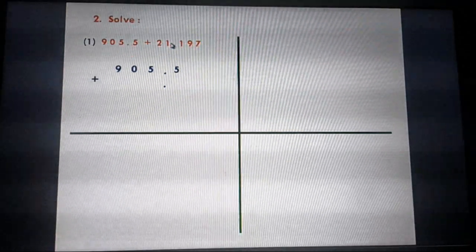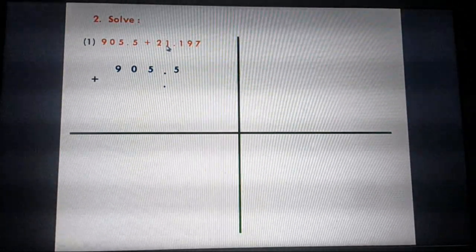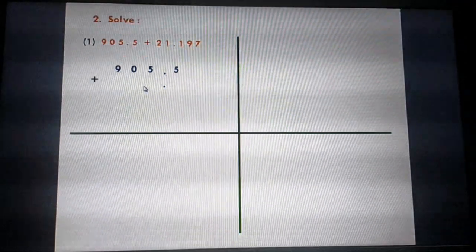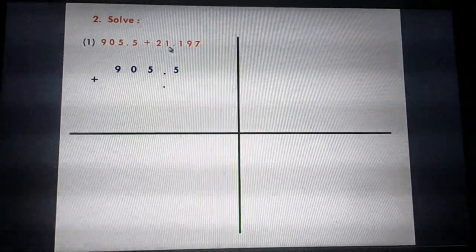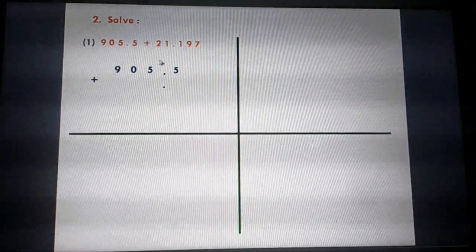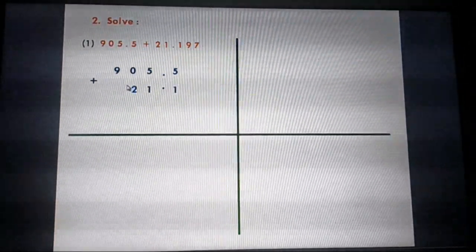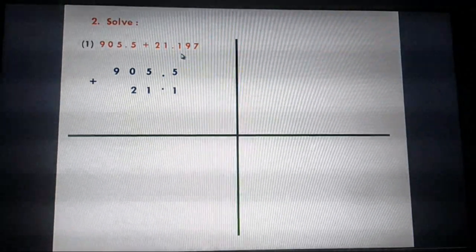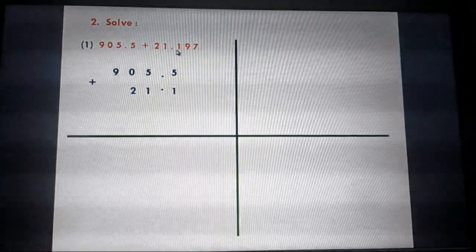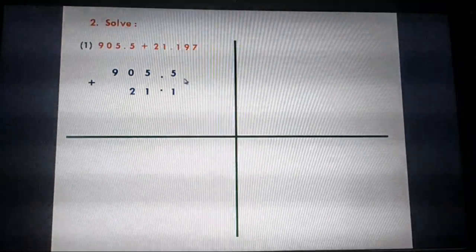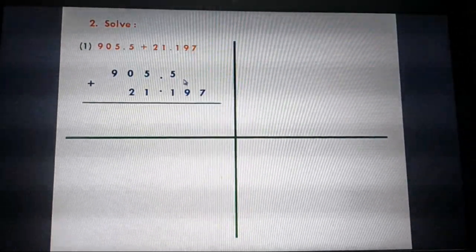Then I will write those numbers which are there towards the left side of the decimal. Now see here 1 is there. Then first I will write 1. Then I will write 2. Clear? Now similarly towards its right side now 1 is there. Then 1. Then 9 and 7.